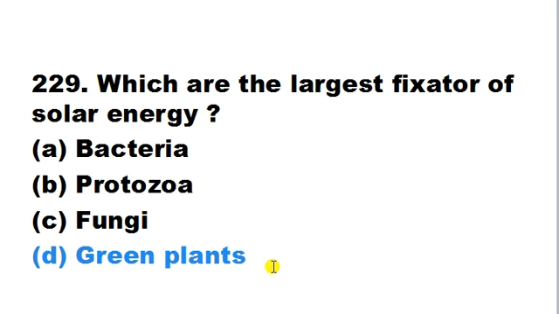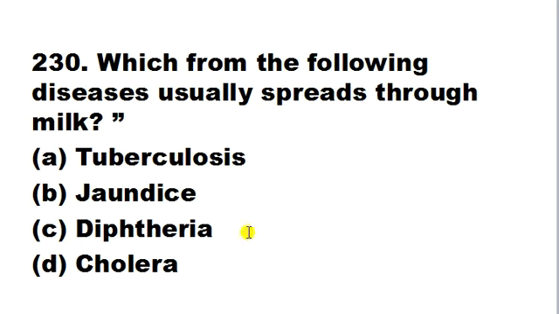Which of the following diseases usually spreads through milk? A. Tuberculosis, B. Jaundice, C. Diphtheria, D. Cholera. So its correct answer is A. That means tuberculosis is a disease that usually spreads through milk.